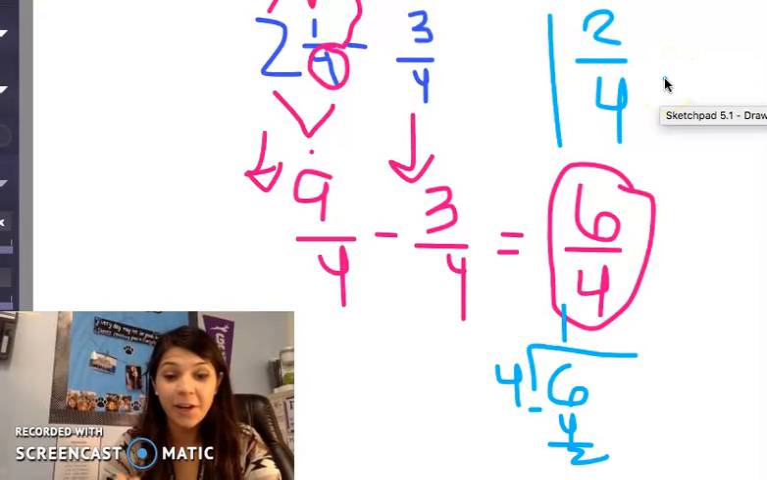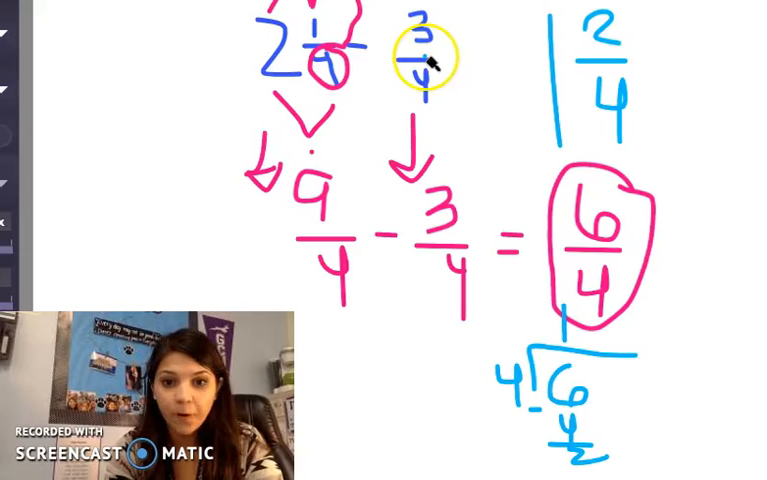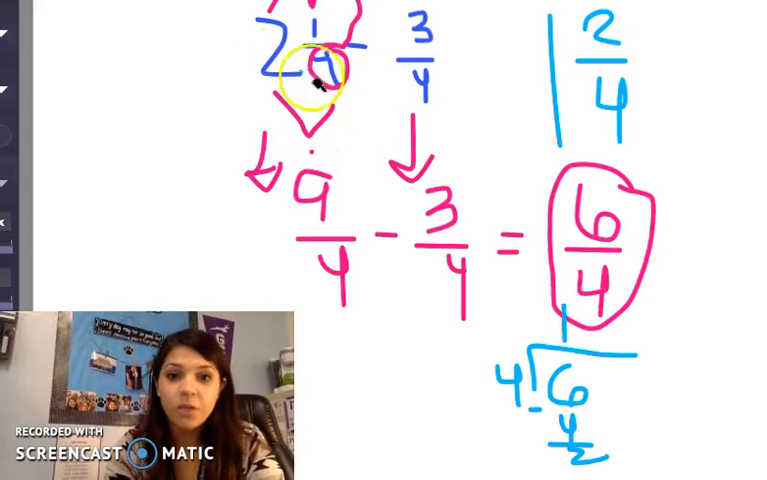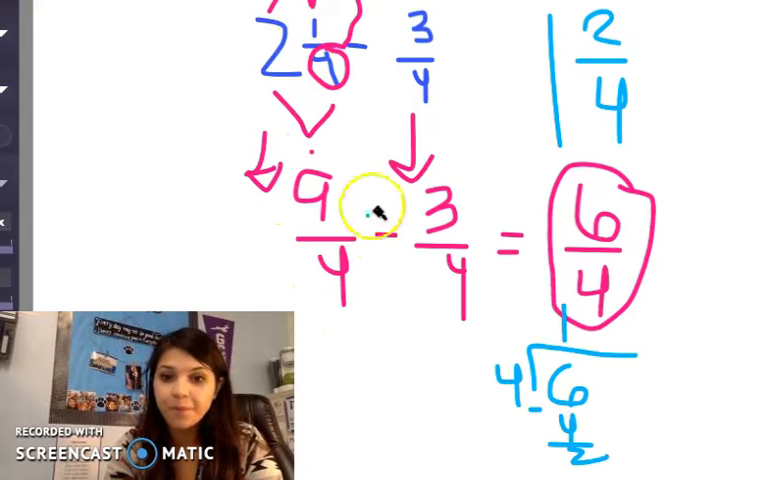Sorry, that last video got cut off. So we were on the problem 2 1/4 minus 3/4. I showed you how we converted 2 1/4 to get 9/4. We just multiplied 4 by 2, which we got 8. 8 plus 1 is 9. 9 over 4 at the bottom here.